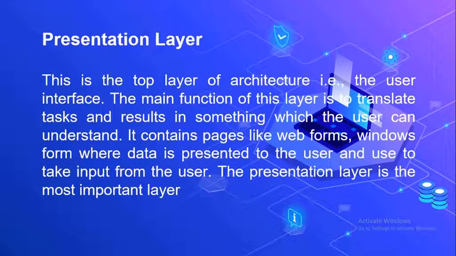First layer, the presentation layer or user interface layer. This is the topmost layer of the architecture, that is, the user can interface through this layer. This layer contains pages like web forms and Windows forms. In this layer, data is presented to the user and used to take input from the user. This layer is the most important layer of the three-tier architecture.